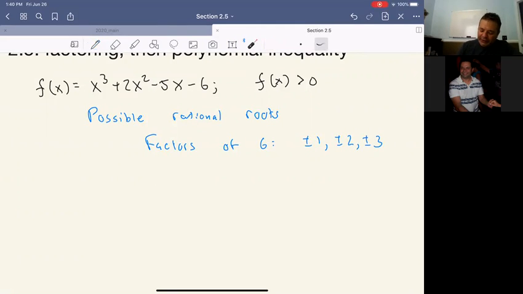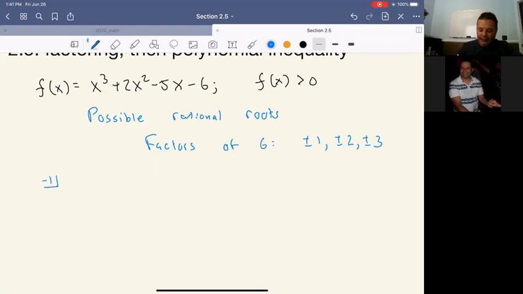If I plug 1 into x, what do I get? 1 plus 2 is 3, minus 5 is -2, minus 6 is -8. That's not going to work. How about -1? -1 plus 2 is 1. Plus 5 is 6, minus 6 is 0. So -1 works here.